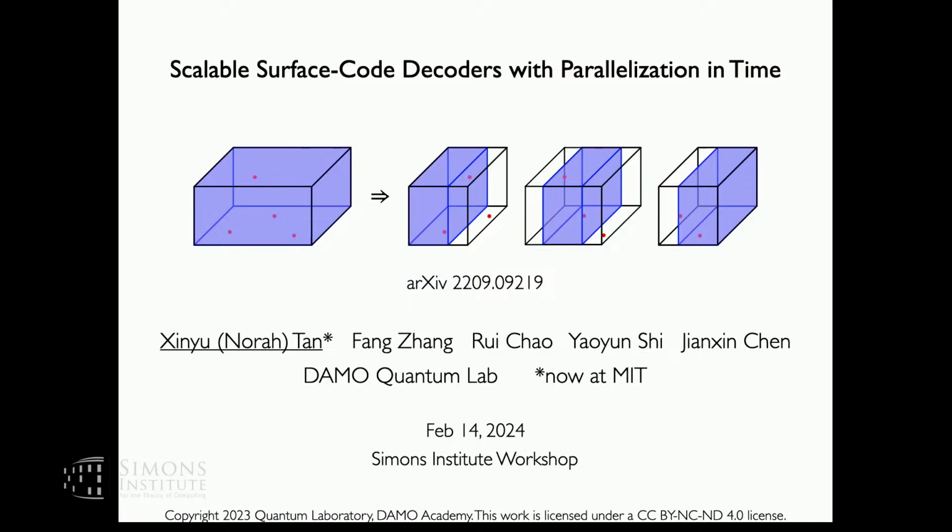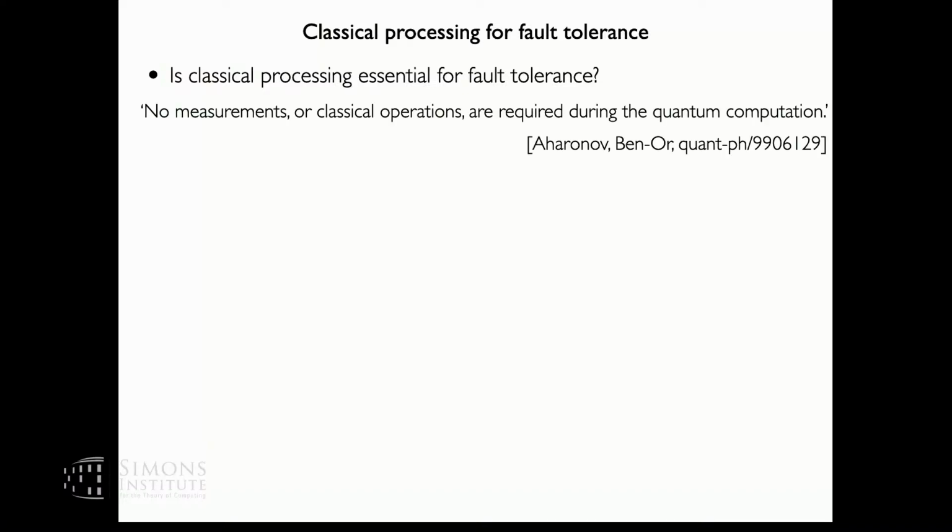Okay, so I want to motivate this talk from a slightly broader perspective, that is to understand the role played by classical processing for quantum fault tolerance. A natural question to ask is: is classical processing really necessary for quantum fault tolerance? This question was answered in one of the first papers about the threshold theorem.